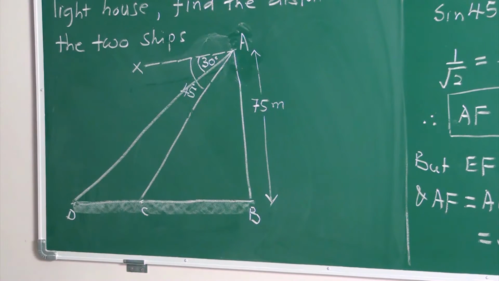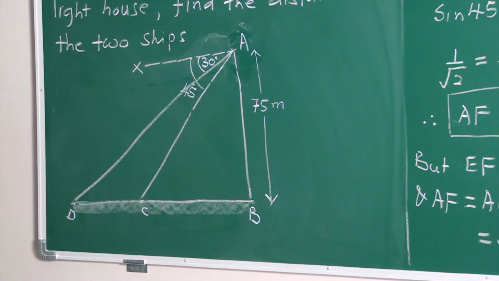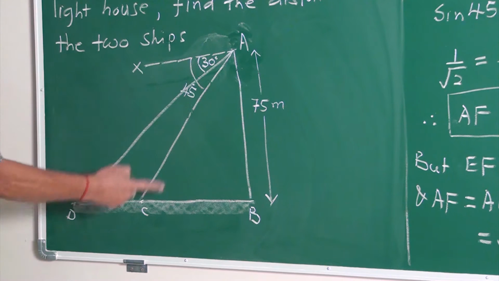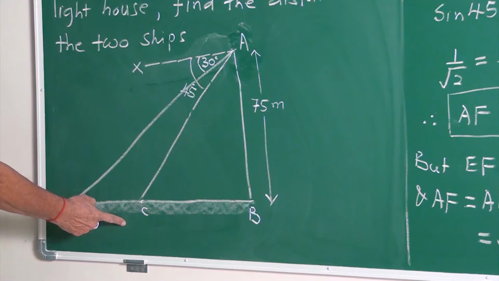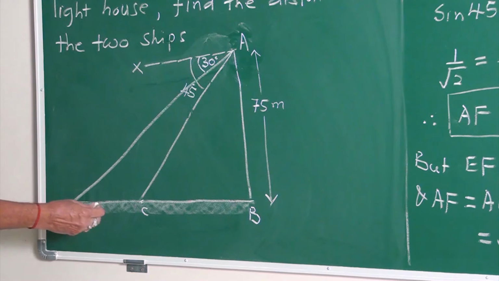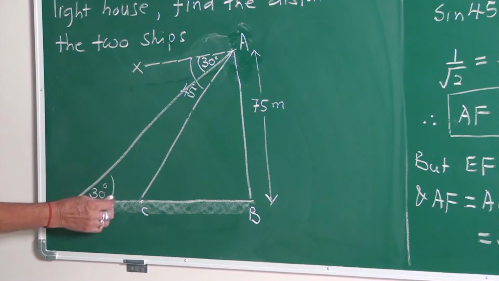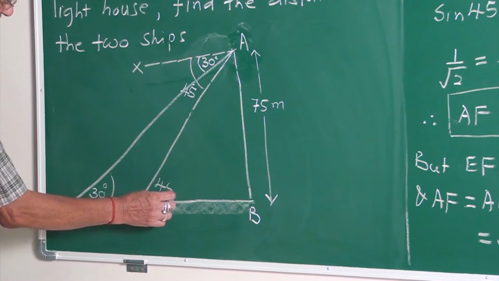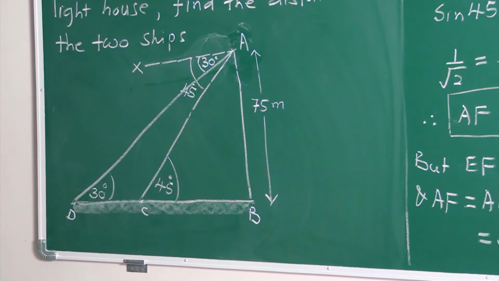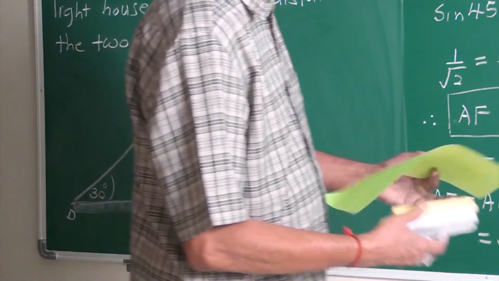Then you have to make use of your high school geometry. These 90, 90 here mean these are two parallel lines. AX is parallel to BD. Then they cut. These two angles are alternate angles. This is the first alternate angle, 30 degrees. This is the second alternate angle, 45 degrees. Whatever is given, you have to write it.